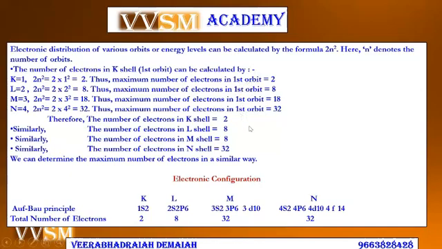The distribution of electrons taking place is: K shell is 2, L shell is 8, M shell is 18, and N shell is 32. This is 18. Again, a typing mistake.